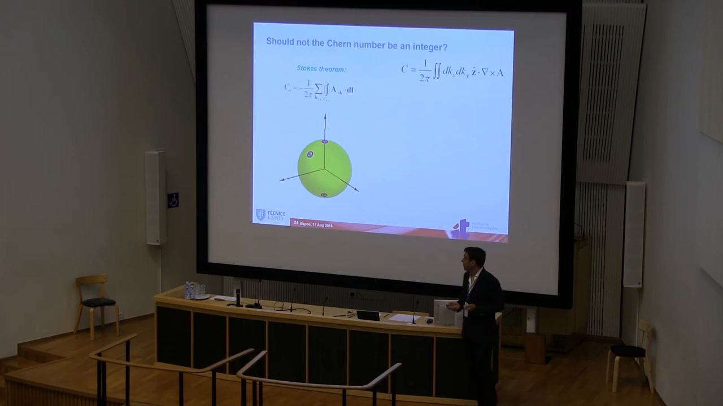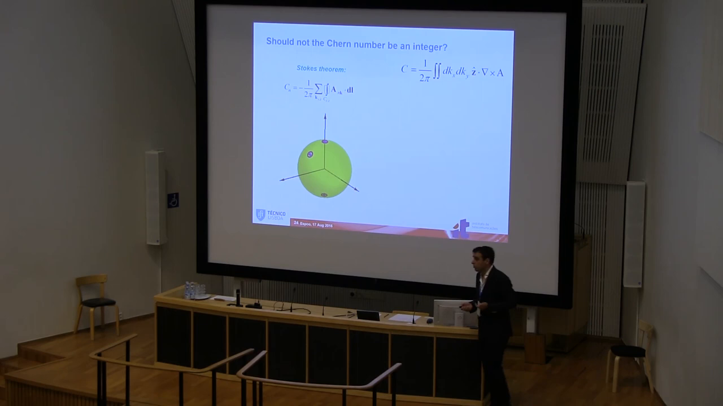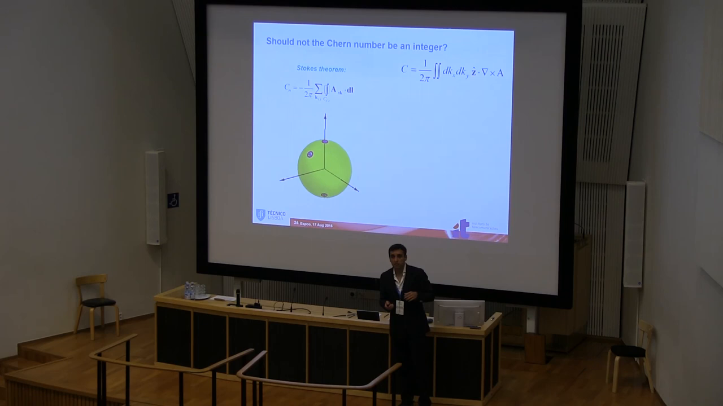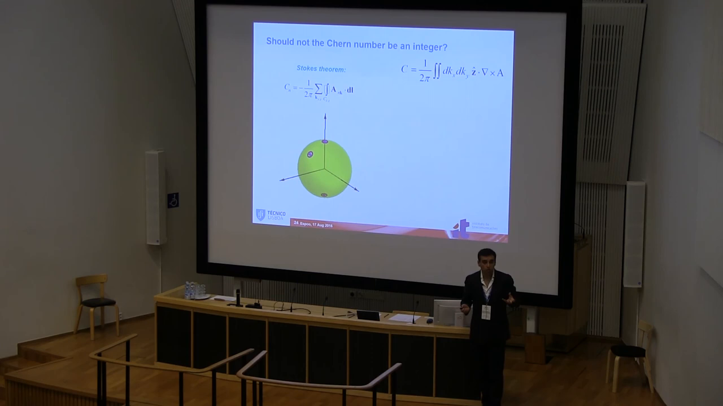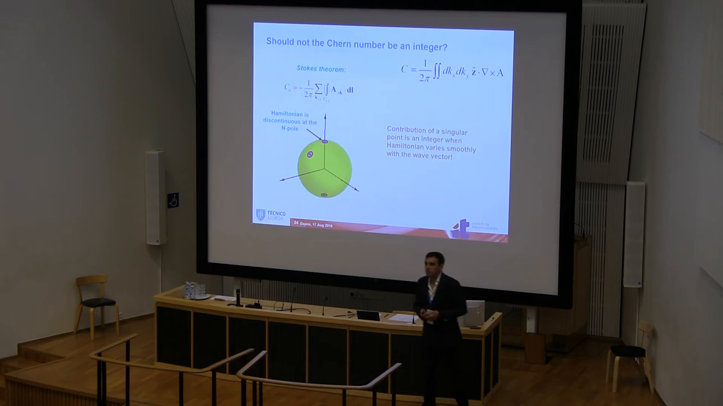And because the Chern number is the integral of a curl, you can apply Stokes' theorem, and basically you can reduce the calculation of the Chern number to an integral over these small circumferences, around the north and south pole. Now, you can prove that these integrals are always integers, as they should be, if your operator, your Hamiltonian, is a smooth function of the wave vector. And it is a smooth function of the wave vector everywhere, except at the north pole, because the north pole is k equal to infinity. And so this is the problem I mentioned previously. This is why we don't get the integer Chern number. It's this problematic point, because the Hamiltonian is not smooth near infinity.